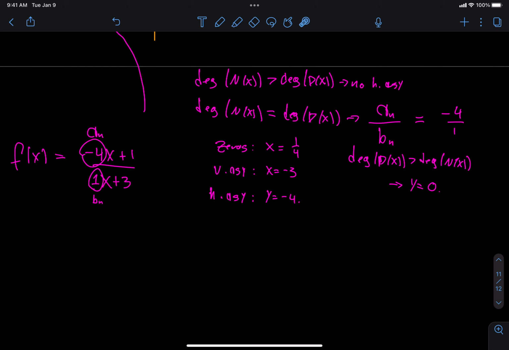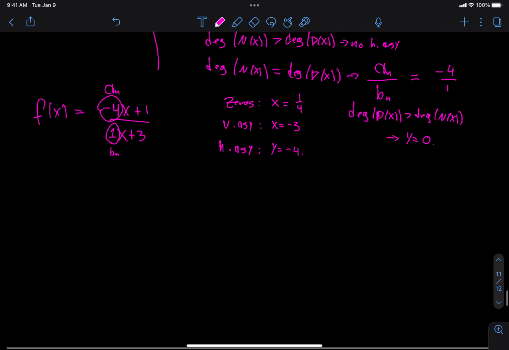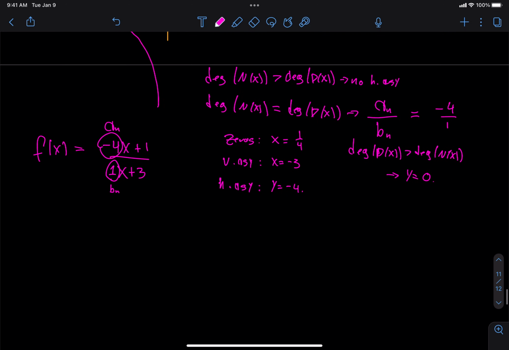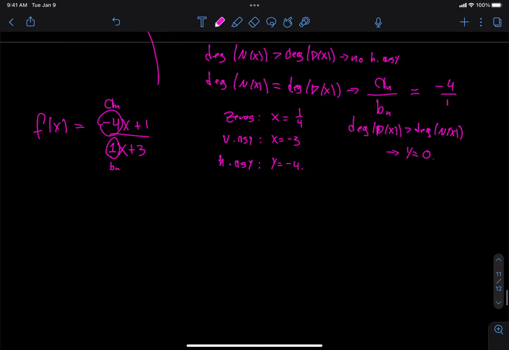So that's what happens if the denominator has larger degree. If the numerator outweighs the denominator, no asymptote. If they have the same degree, we check what these coefficients are. If the denominator has a bigger degree, then we have y equals 0 as a horizontal asymptote. So this is what our picture is going to be, right? This is what our picture is going to be.